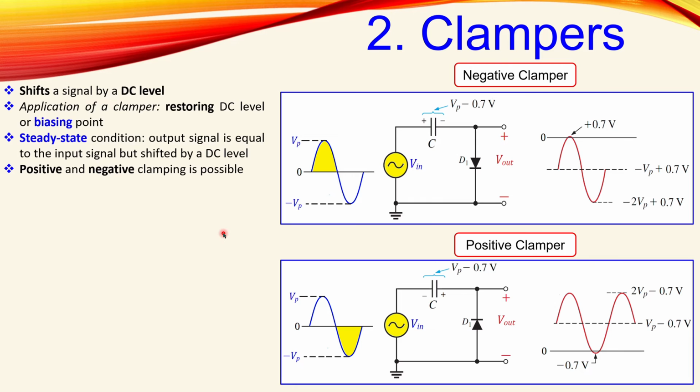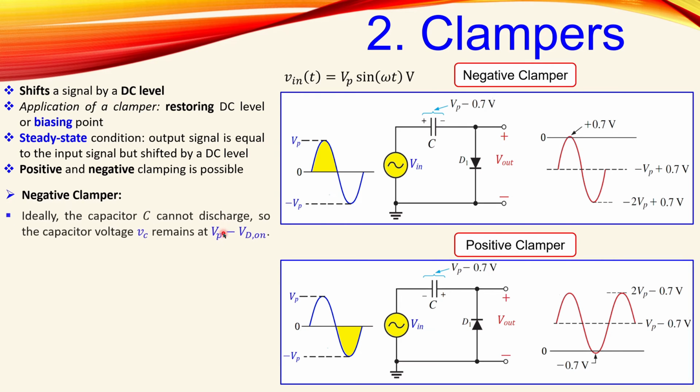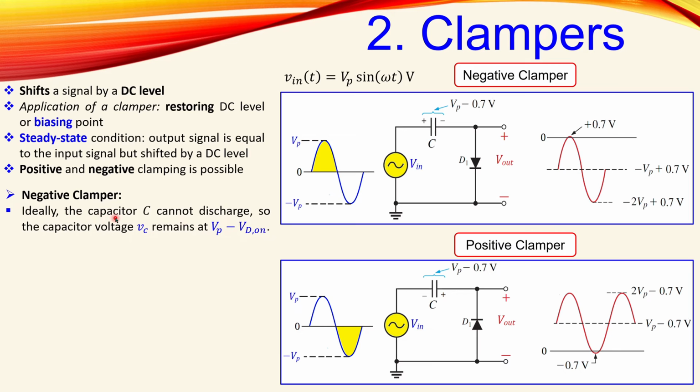Okay, now positive and negative clamping is also possible, as we have seen in the clippers for the parallel case, and it could be another example here. So this is the negative clamper. Ideally, the capacitor cannot discharge, so the capacitor voltage we see here must remain at Vp minus Vd on. Vd on is again 0.7. So when I look at the negative clamper, that capacitor will keep that charge until the input goes positive again. Now, using Kirchhoff's voltage law, we can say the following.